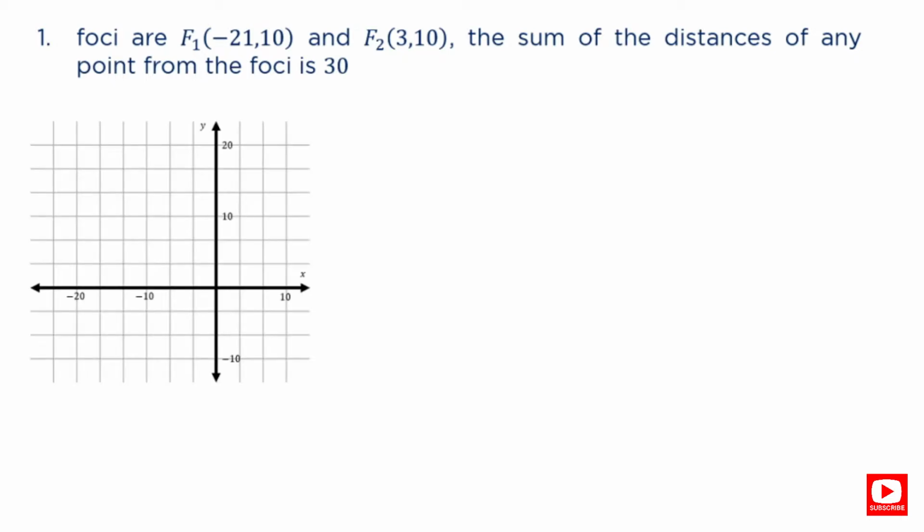Okay? So suppose this is our Cartesian plane. Now, since F1 has the coordinates (-21, 10), it is somewhere here, right? So we have F sub 1 with coordinates (-21, 10). And since F sub 2 has the coordinates (3, 10), it is somewhere here. Okay? So we have F sub 2, that is (3, 10). Here we can see that the foci are horizontally aligned.